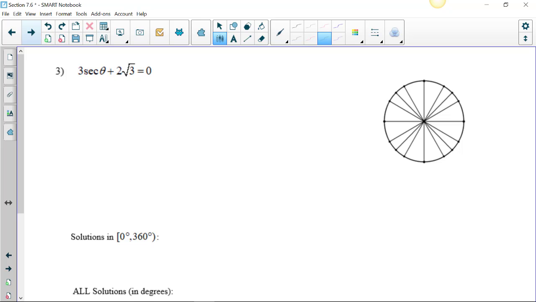Okay. Ooh, this one looks fun. All right, a little more work. All right, first of all, I can see my equation has one trig function, secant theta, to the first power. So this is a linear equation. So what are we going to do? We're going to isolate that one trig function on one side. Okay, so I'm going to get secant theta all by itself. So I'm going to first subtract 2 square roots of 3, and then I'm going to divide by 3.